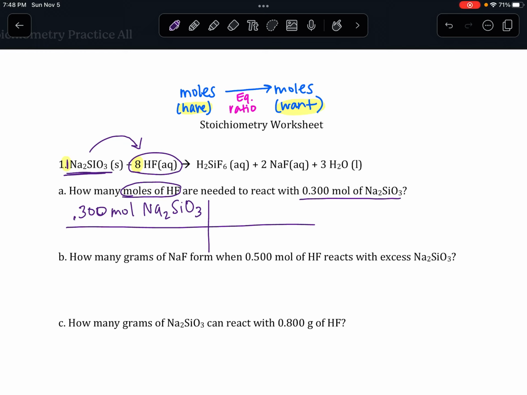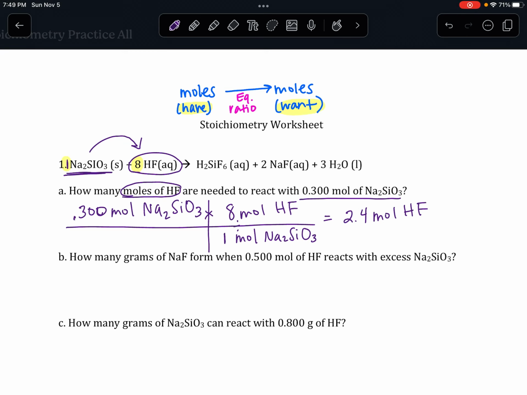I'm starting with moles of Na2SiO3, so that has to go on the bottom. My equation tells me I have 1, and then I'm looking for HF, so I'm going to put 8 on the top, because I'm trying to go from what I have to what I want. Now when I multiply across, I get 2.4 moles of HF, because I'm always multiplying the top and dividing by the bottom.